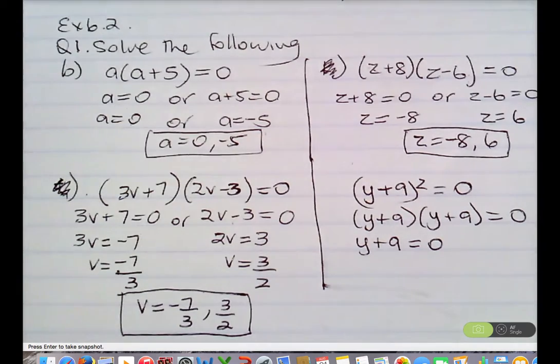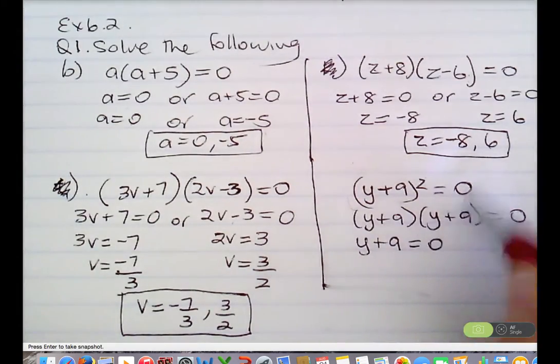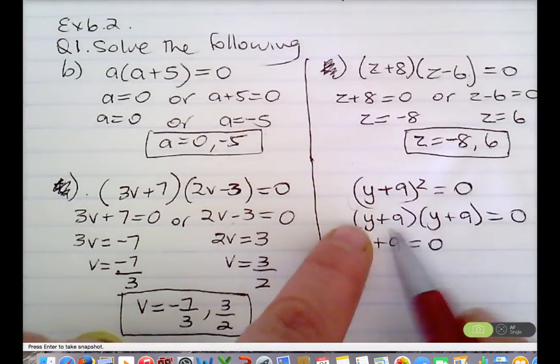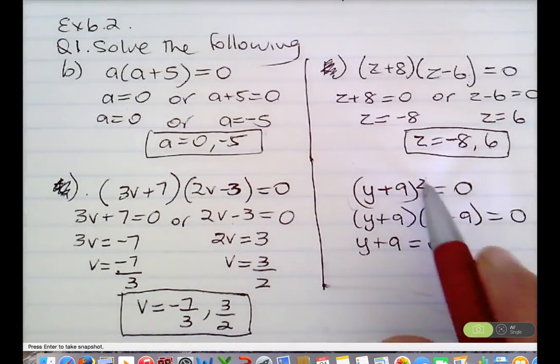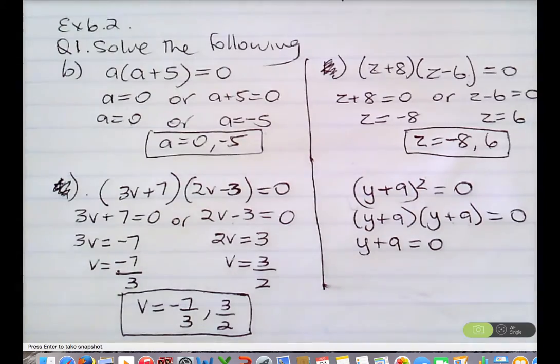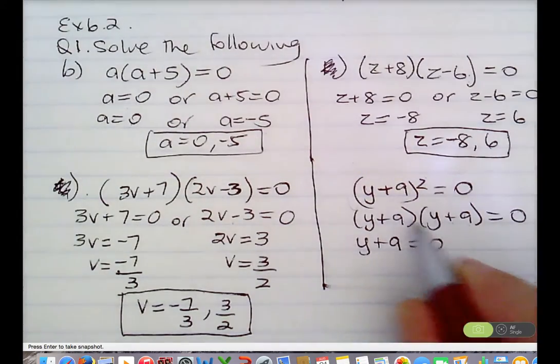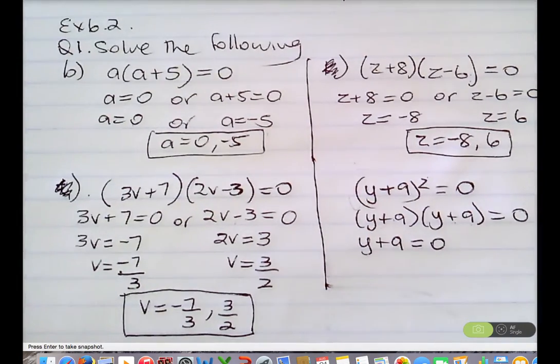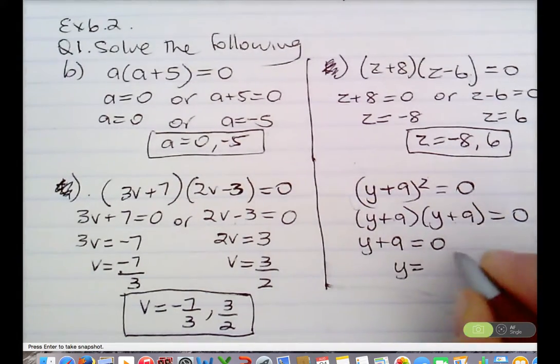One sec. No. This is not a difference of two squares. This is a perfect square. So girls, if y plus 9 squared is 0, I could square root both sides, or I could write that this is written twice. Y plus 9 squared means y plus 9 times y plus 9 is 0. In other words, y plus 9 is 0 or y plus 9 is 0. I'm only going to write it once. Therefore, what does y equal?